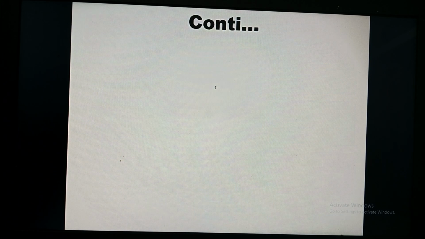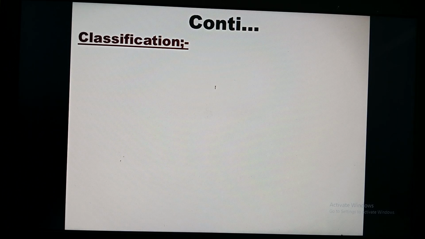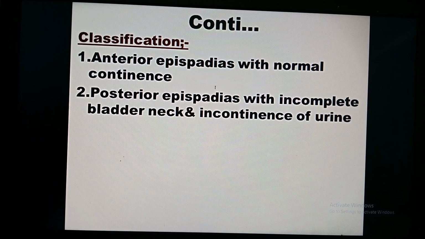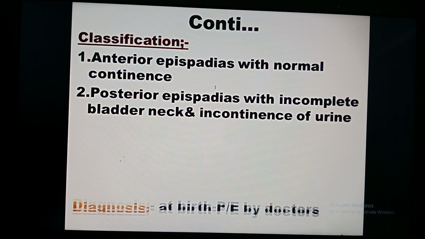So what may be the causes for this? The cause is malformation during the developmental stage. When the child is in the mother's womb, during the developmental stage, it is not well developed. It is classified as anterior epispadias and posterior epispadias based upon the urethra. Anterior means front part, posterior means back side. So based upon where the urethra opens, if it is the front part of the penis it is anterior, and if it is the back side of the penis it is posterior.